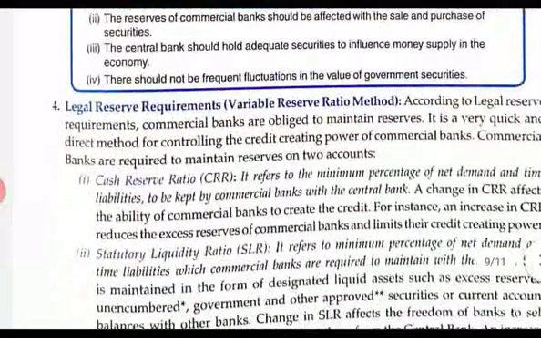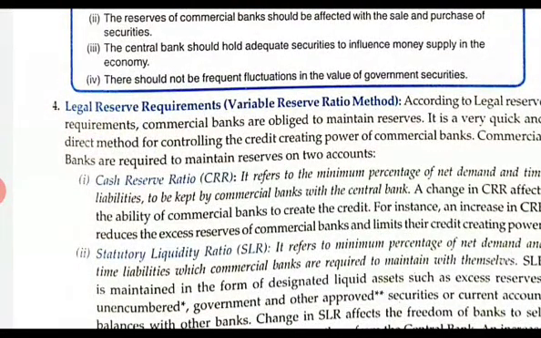Another is the legal reserve requirement, LRR, which you all know. According to the reserve requirement, commercial banks are obliged to maintain a certain reserve. It is a very quick and direct method for controlling the credit creating power of the commercial banks. These banks are required to maintain reserves on two accounts. One is the CRR. As you all know, what is CRR? It refers to the minimum percentage of net demand and time liabilities, meaning the deposits to be kept by the commercial bank with the central bank. The reserve that the commercial banks have to maintain with the central bank, that is RBI, is called the CRR. A change in CRR affects the ability of the commercial bank to create credit.